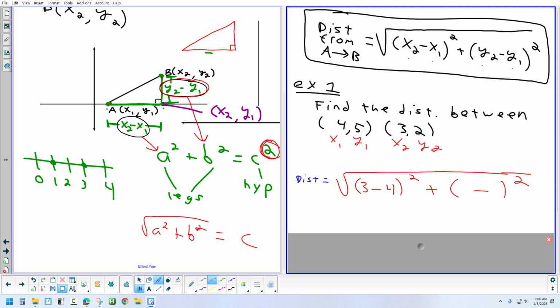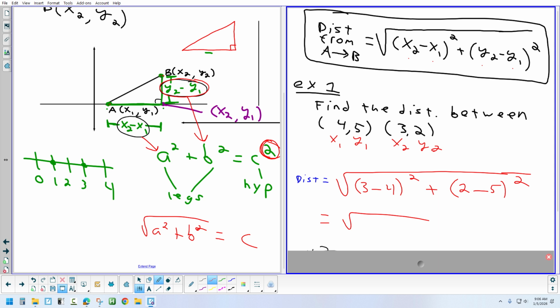Well, Ruben, what's going to go in the second set of parentheses, my first number? 2. So we're looking for y2, which is a 2. And my second number? 5. Okay. So now we'll do that out and see what we get. 3 minus 4 gives me how much? -1. And 2 minus 5? -3.